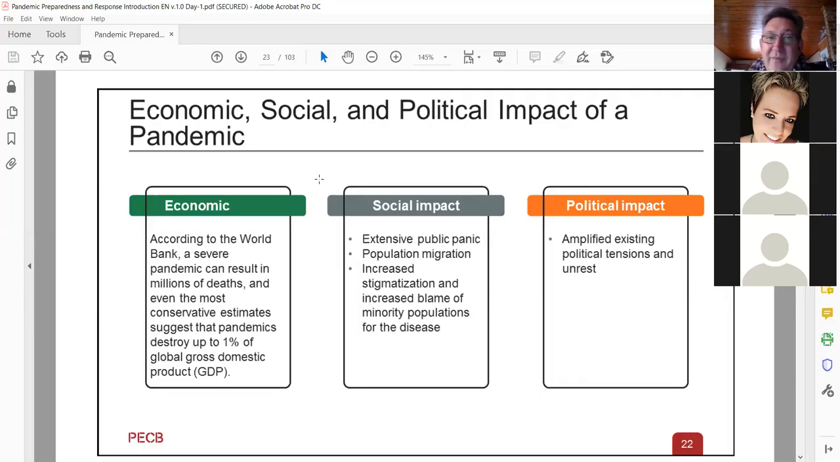We can now, 3 months later, with all the numbers on the table, we can see that certain populations are more susceptible to this, and certain age groups as well. Definitely 60 and upwards. Those are the vulnerable groups, as well as people with underlying chronic illnesses that is affecting that. The political impact is amplified existing political tension and unrest.